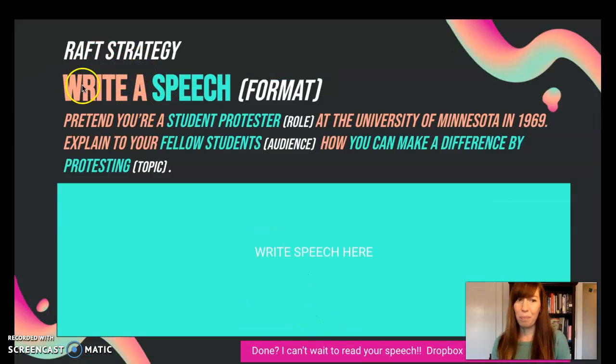RAFT strategy, write a speech. Speech is your format. Pretend you're a student protester, which is your role, at the University of Minnesota in 1969. Explain to your fellow students, they're your audience, how you can make a difference by protesting. That's your topic. Write speech here.